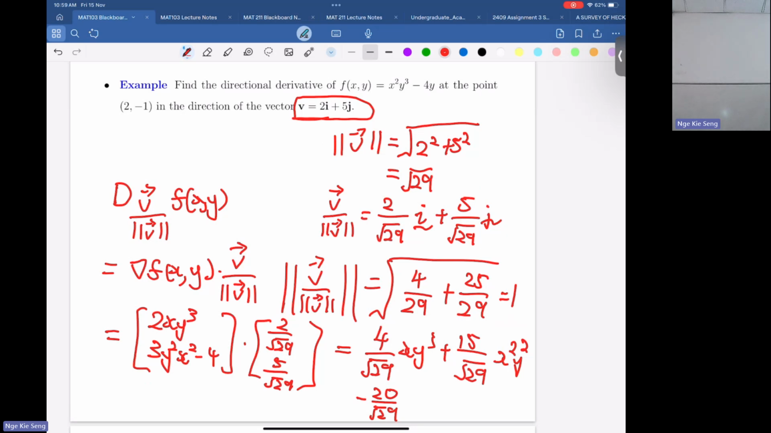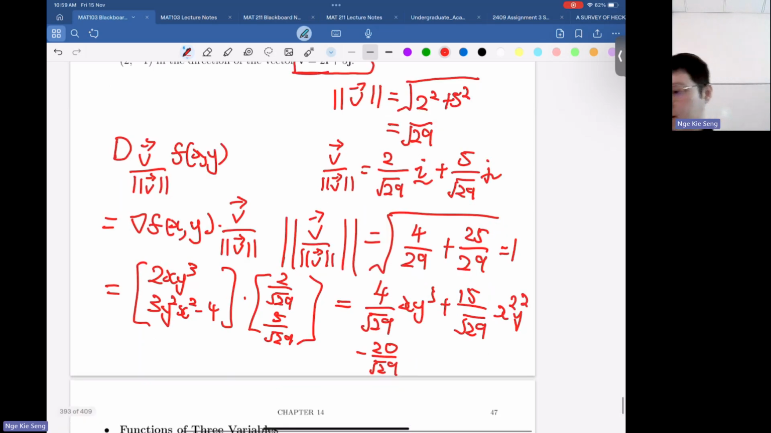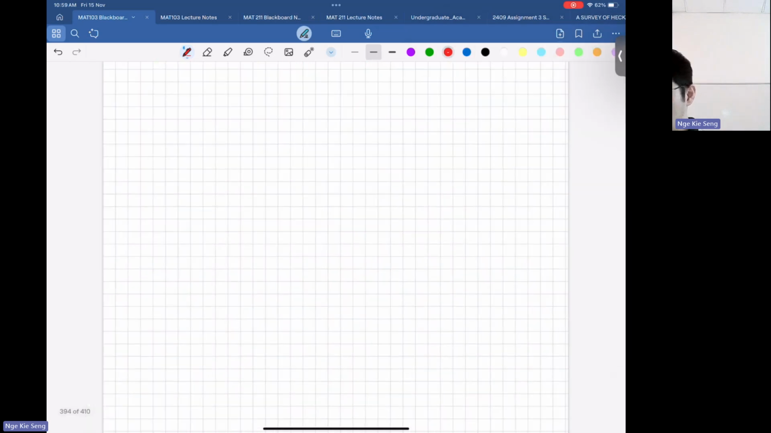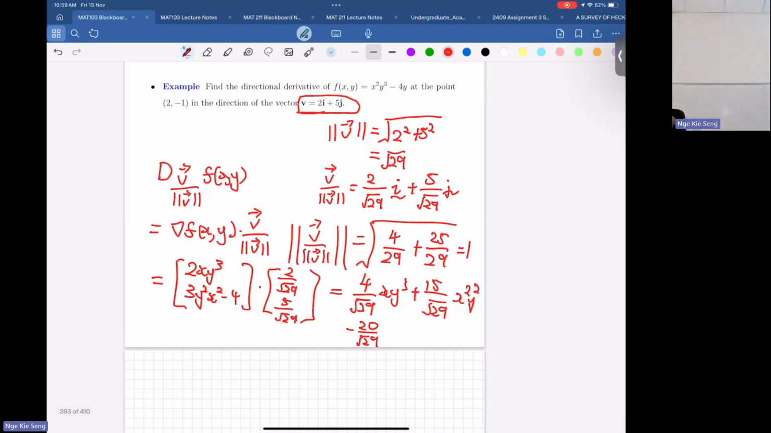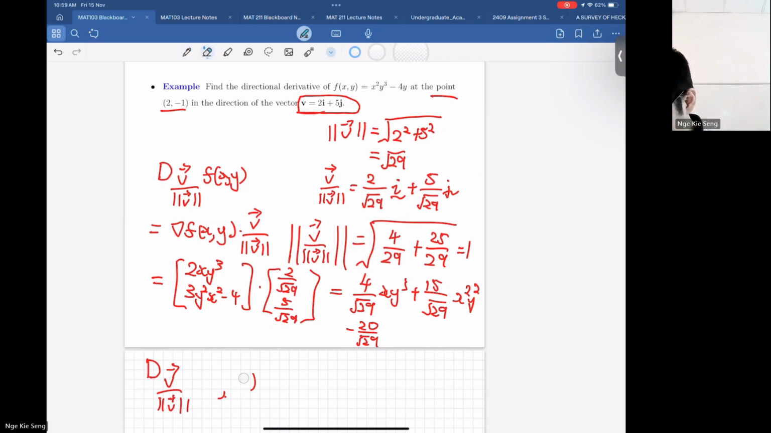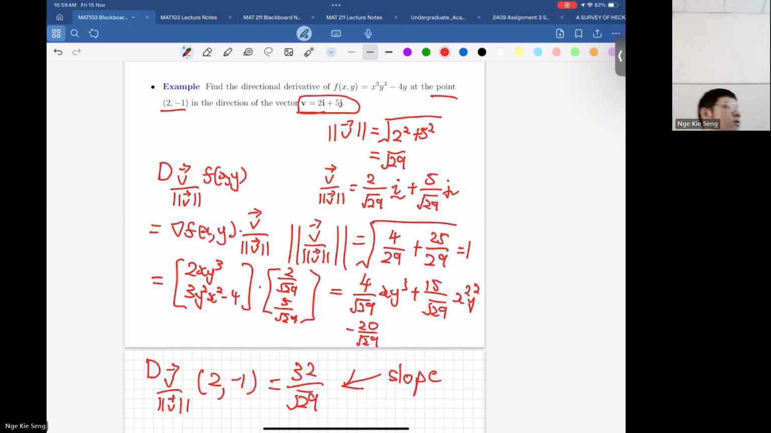So meaning what? If I evaluate at one point, then it is an R. Only if I evaluate at one point does it become a real number. Do we need to evaluate? Yes. So there's a point. Okay, so let's evaluate at (2, minus 1) here. This one. So we'll get 32 over square root 10. Only then is this called the slope. Only then do we call it the slope of the tangent line.